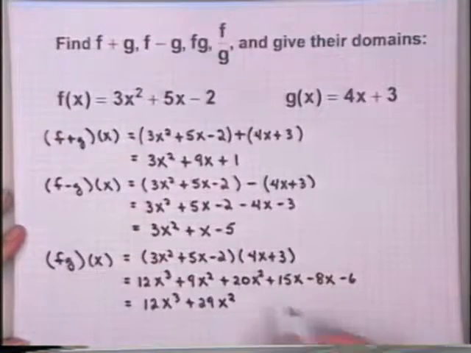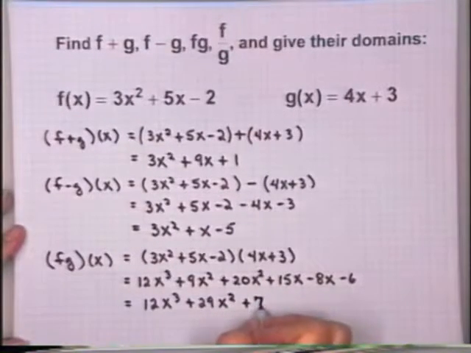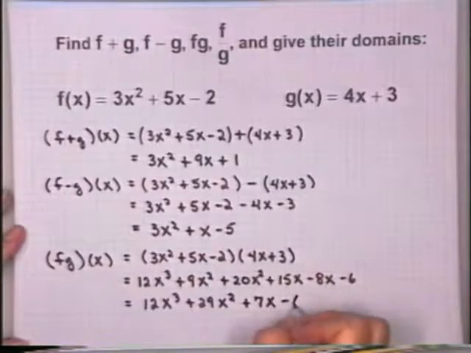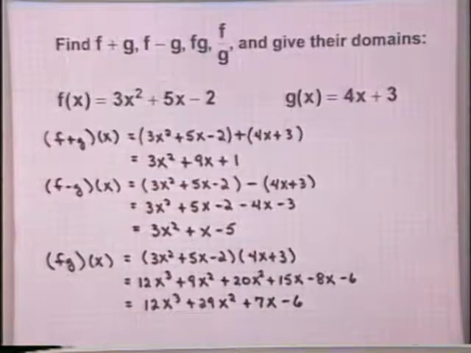And 15x minus 8x is a positive 7x. And then bring down our minus 6. So again, a very simple procedure here in terms of doing these operations, aren't they? We have one other operation to do, and that is the quotient.